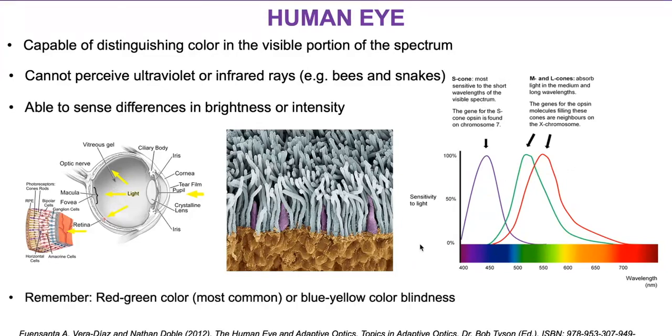And we have to remember that there is also color blindness. Red and green is the most common, or blue and yellow colors. So therefore, sometimes we have to remember which colors cannot be used when we present to a certain population.